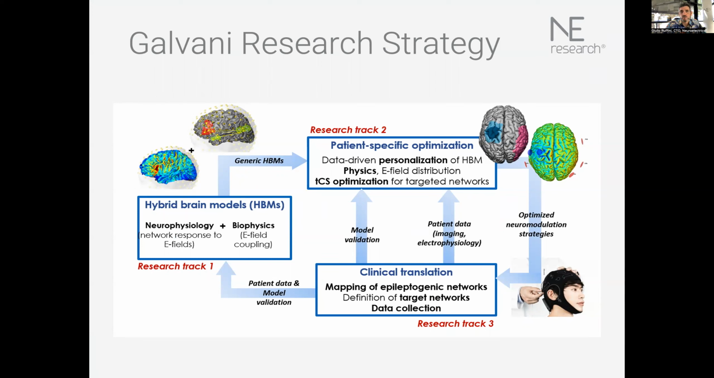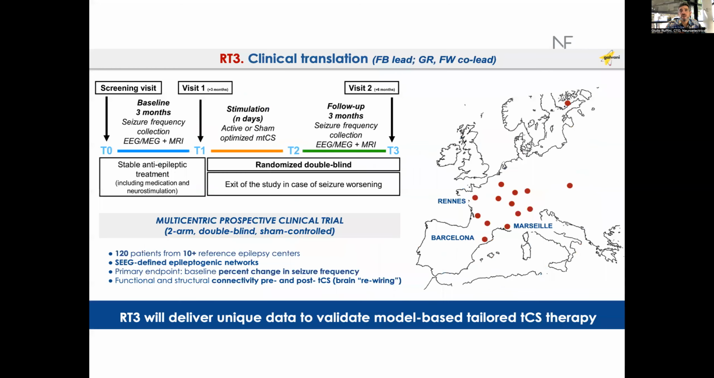In the next 6 months, we'll be beginning the clinical study in the context of Galvani with epilepsy patients in a multi-center study. The concept is to identify seizure networks with SEEG and other data, EEG and semiology, and construct models for the epileptogenic network in the context of the whole brain. For each patient, we then decide what is the best way to limit the impact of the pathology.